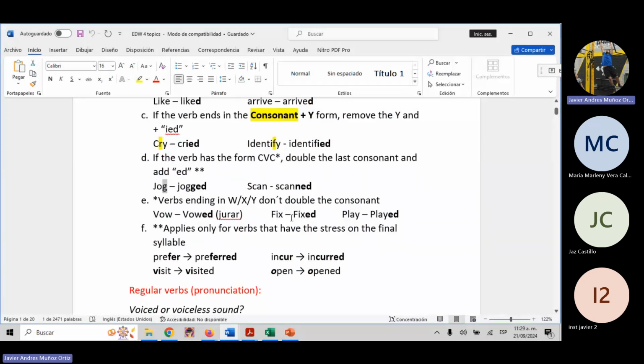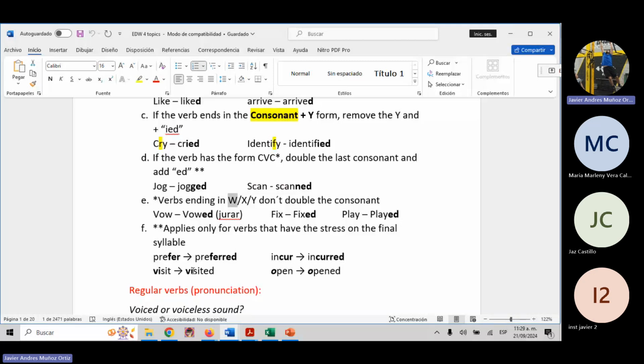Exceptions. First group of exceptions: we are not going to double W, X, or Y. And the second exception is that we are not going to double the last consonant if the accent or the stress is not in the last syllable. It's like in Spanish when we say palabras agudas. If we have palabras agudas, we are going to double the last consonant. If not, we are not going to double the last letter.